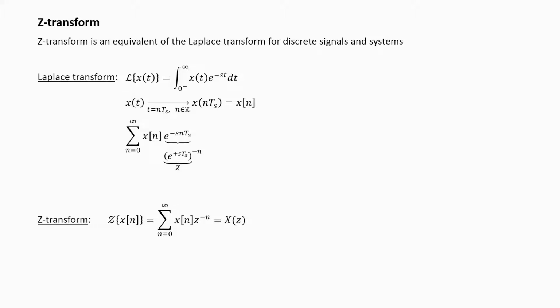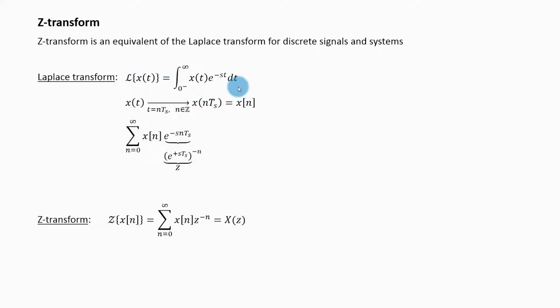In this lecture we will learn about the Z-transform. The Z-transform is essentially the Laplace transform for the discrete signals and systems. To get a formula for the Z-transform, I will start with the Laplace transform and then I will turn it into the Z-transform by sampling the signal.